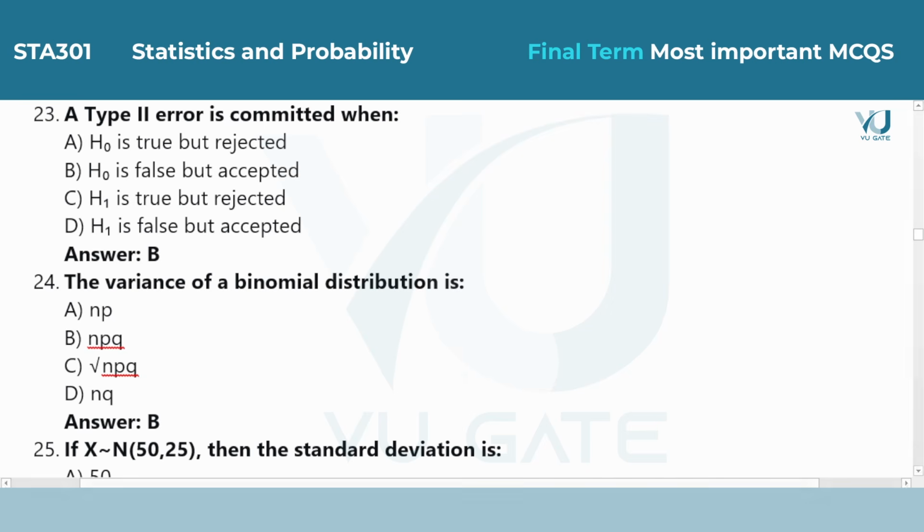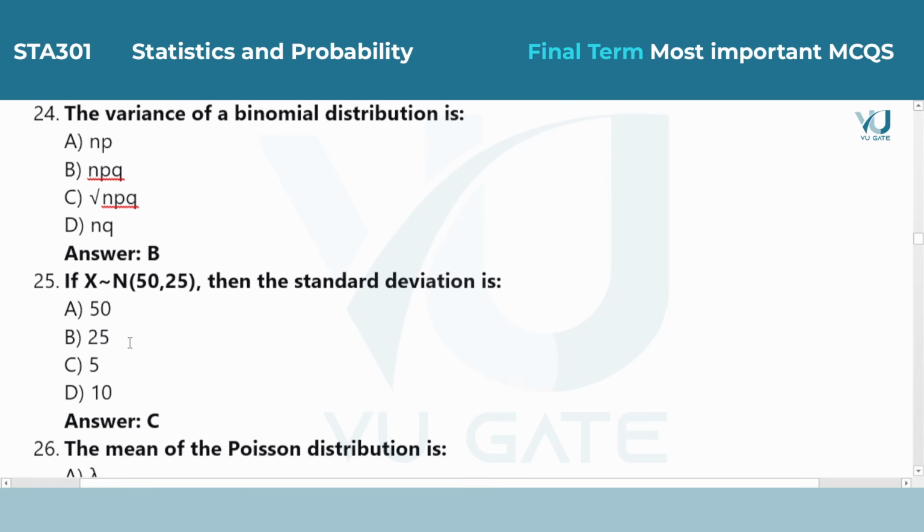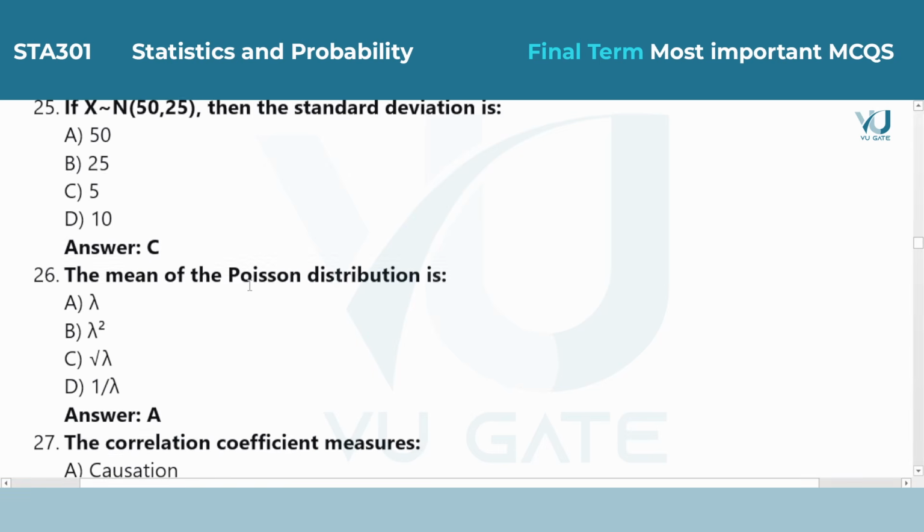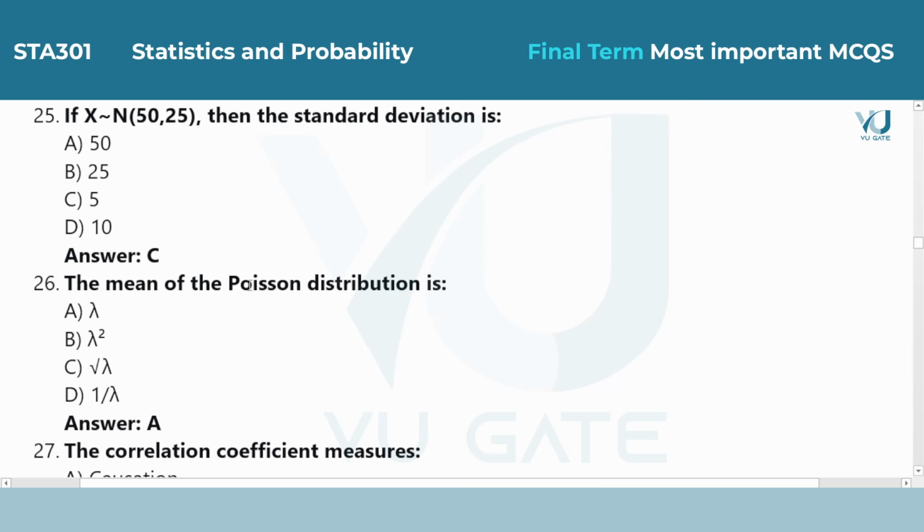Question. The variance of a binomial distribution is. Answer. B, npq. Explanation. The variance is calculated by multiplying the number of trials n, the probability of success p, and the probability of failure q. Question. If X follows a normal distribution with 50 and 25, then the standard deviation is. Answer. C, 5. Explanation. In the notation, 25 is the variance and the standard deviation is the square root of the variance, which is 5.